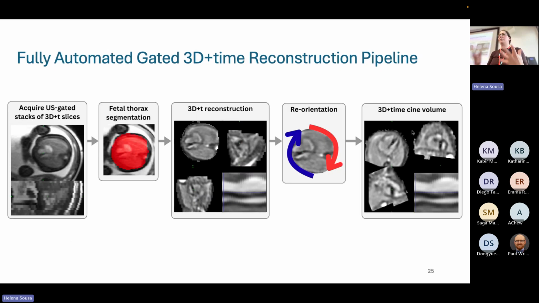So we've taken this and we put it inside a fully automated pipeline, which will take our stacks of 3D plus time slices. We segment the fetal thorax and do our reconstruction of 3D plus time. But this will be oriented to the orientation of the mother, so we now need to do a reorientation in order to get it the right way, at the right orientation for the fetus to produce our final output.